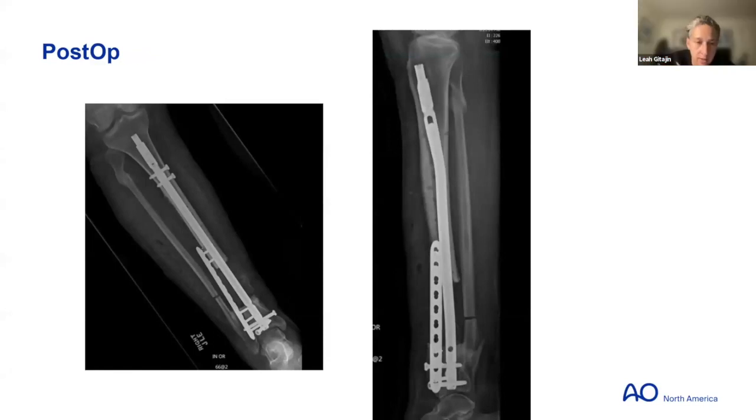I think this looks really good. I'm with you. I like the plate. I think especially with a short metaphyseal segment like that, the nail isn't going to control it quite as well. So I think this looks good, perfect for Masquelet. I don't have anything to add.